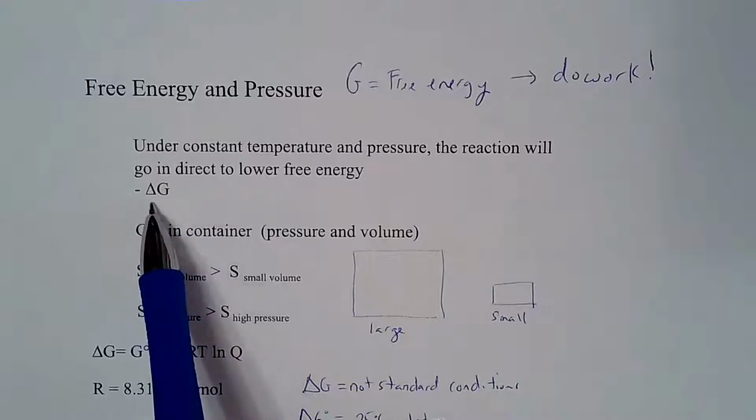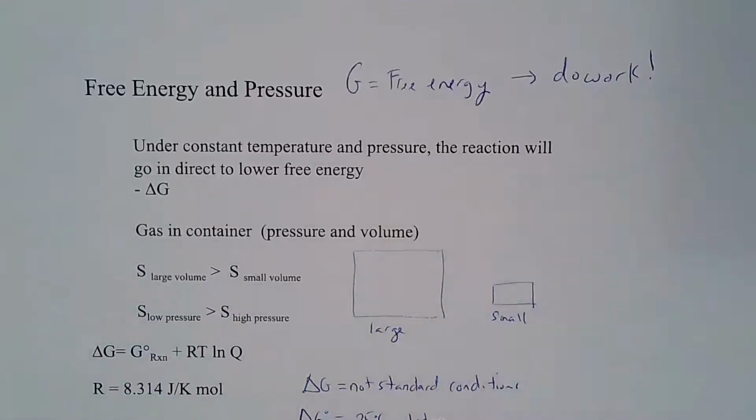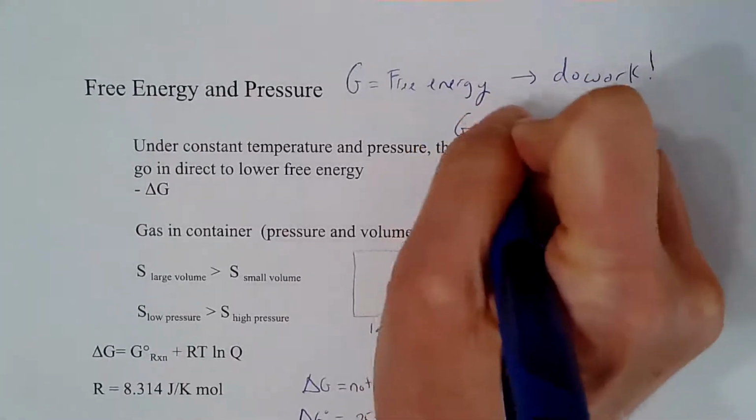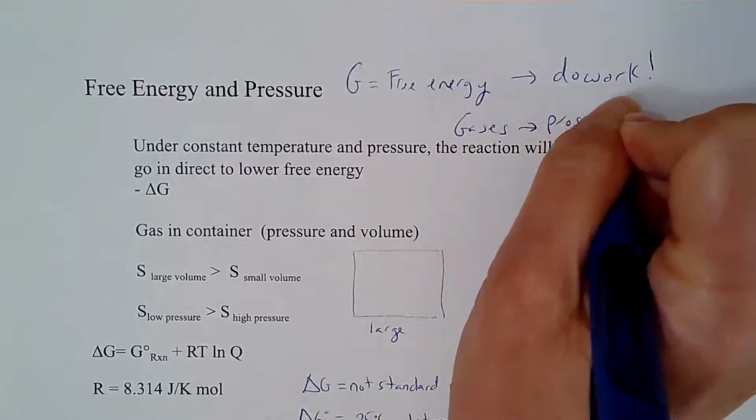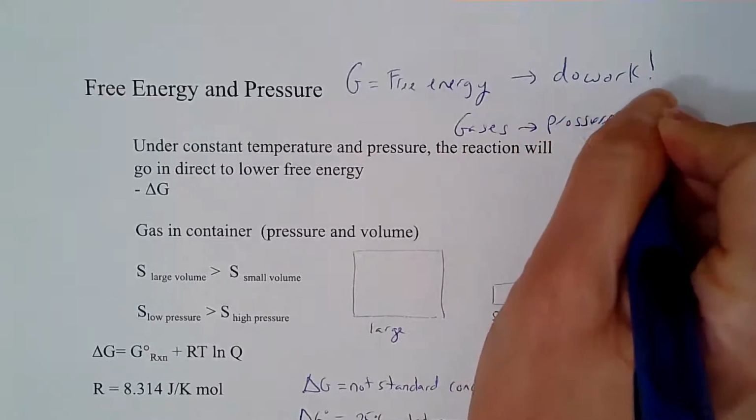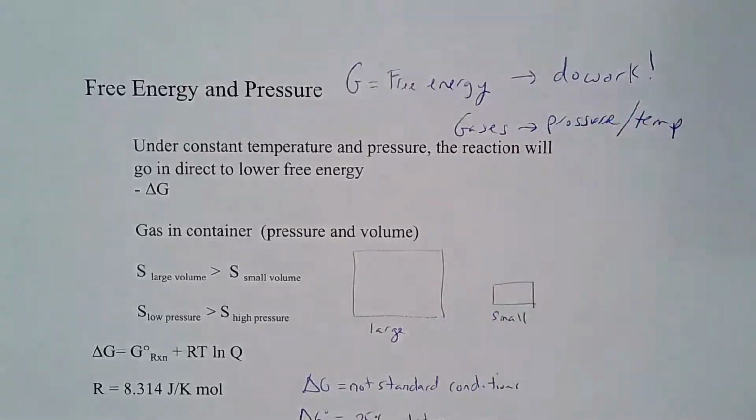to get that negative delta G. Well, what is the only thing that does work in chemistry? That is gases. What are gases affected by? Pressure and temperature. So if I have a different pressure and a different temperature than 25 degrees Celsius and 1 atmosphere, I'm going to have a different delta G.